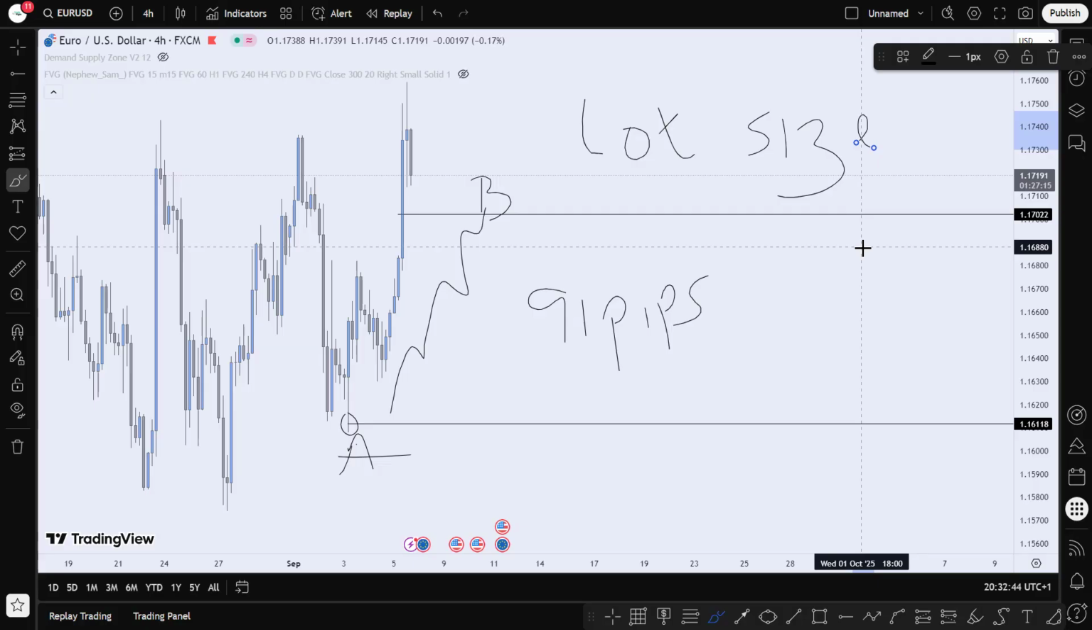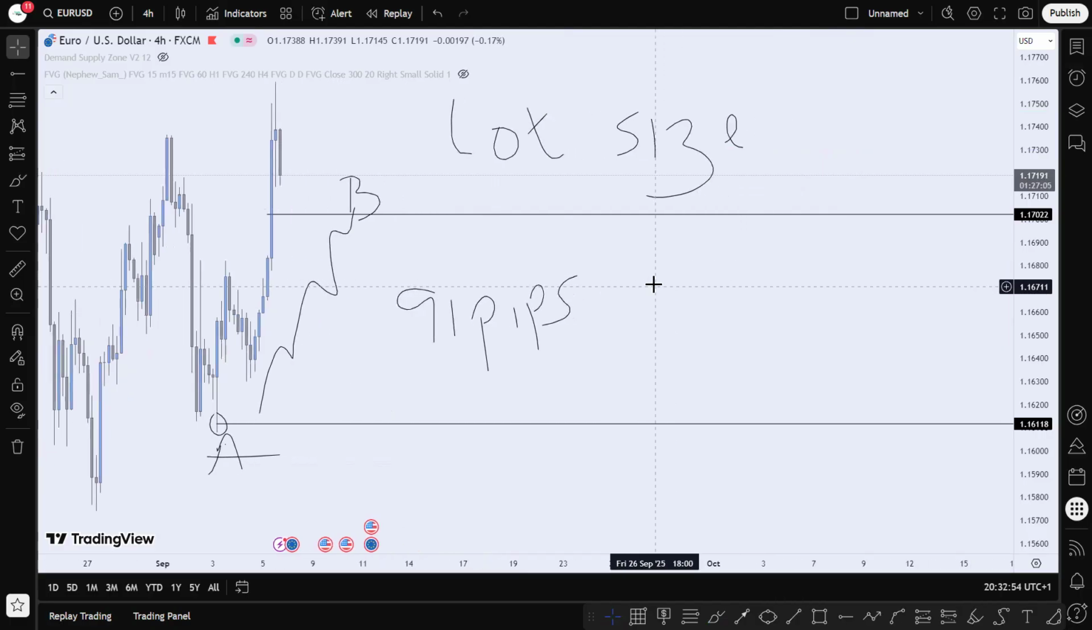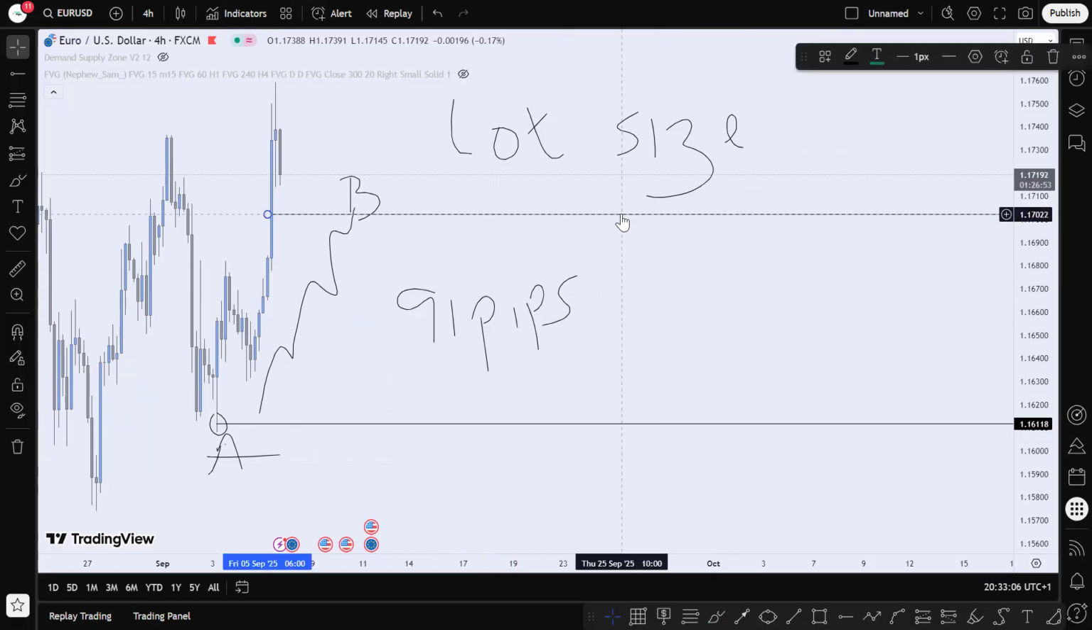Let's understand, when we say lot size, what do we really mean? Lot size is what gives the dollar equivalent, a dollar worth to the number of pips that you caught or lost. Because of course, on the days where you also take a loss, the lot size that you use determines how much you lose in monetary value.